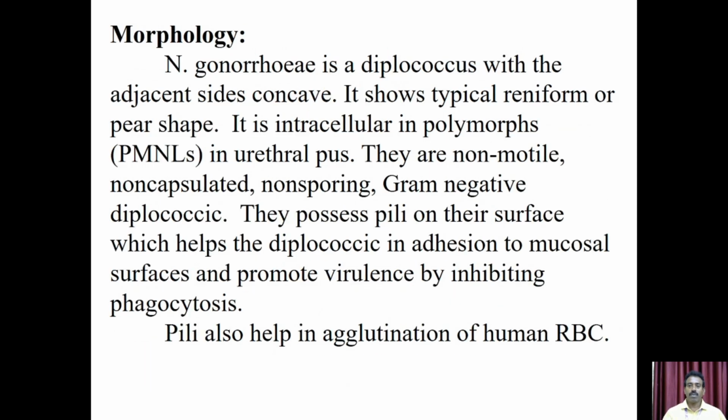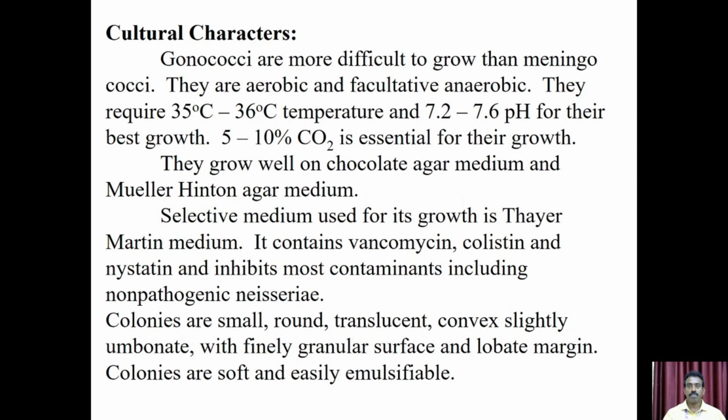Microbiology. Neisseria gonorrhoeae is a diplococcus with the adjacent sides concave. It shows a kidney-shaped or bean-shaped structure. It is intracellular in polymorphs in urethral pus. They are non-motile, non-capsulated, non-sporing, gram-negative diplococci. They possess pili on their surface which help the diplococci in adhesion to mucosal surfaces and promote virulence by inhibiting phagocytosis. The pili also help in agglutination of RBCs.